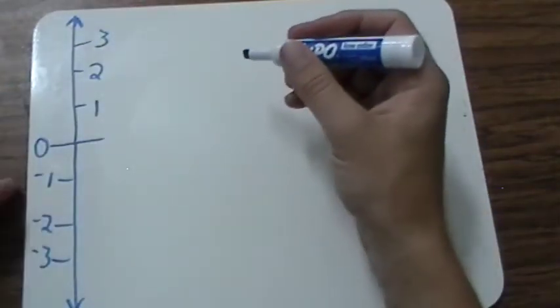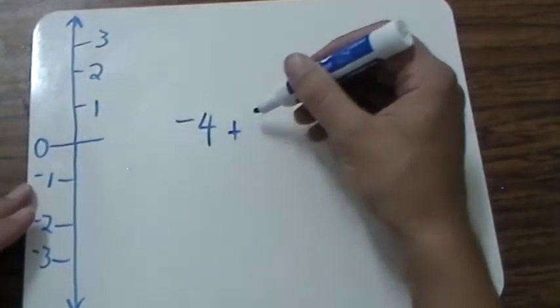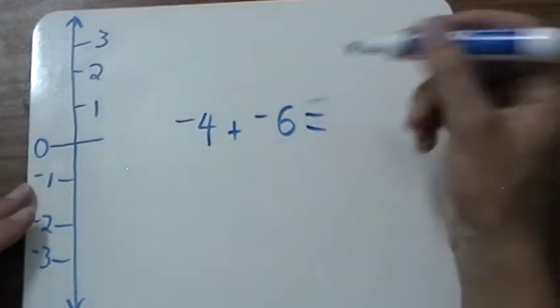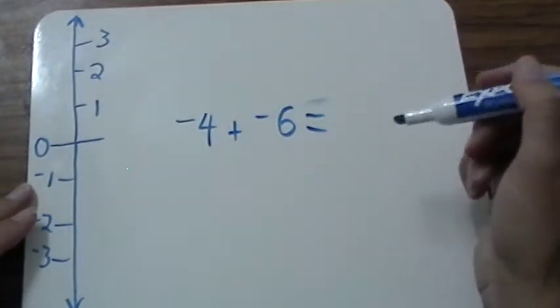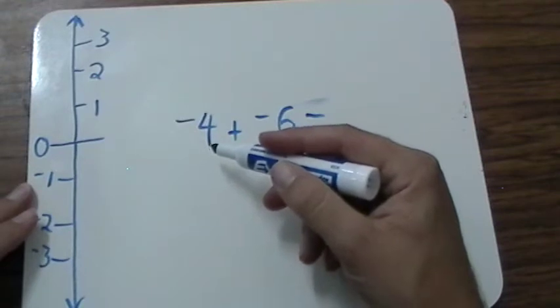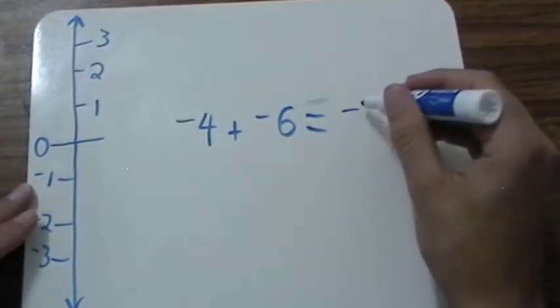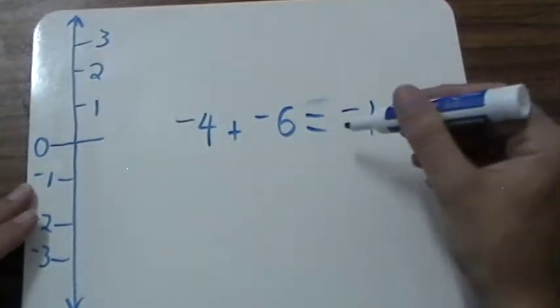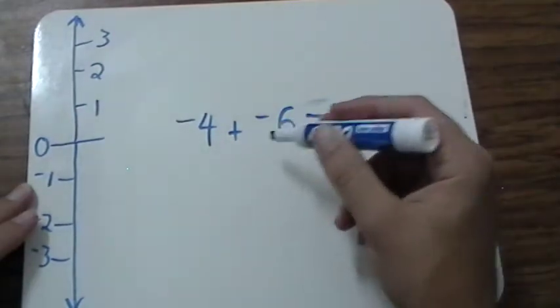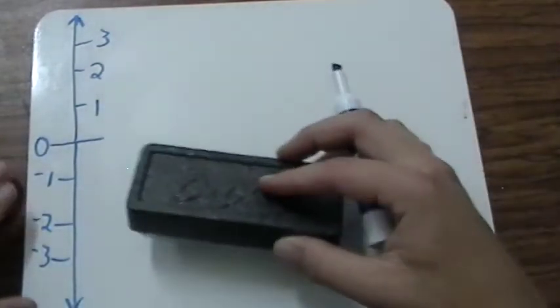With negatives, it's even trickier, because what if I have negative 4 plus negative 6? Again, think about negative numbers like you're borrowing money. So I borrow $4 from you, and then I come back to you the next day and borrow 6 more. How much money do I owe you now? 10. So we call it negative 10. Negative 4 plus negative 6 gets me negative 10. Okay?